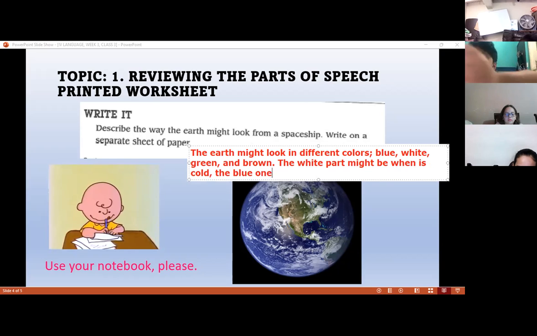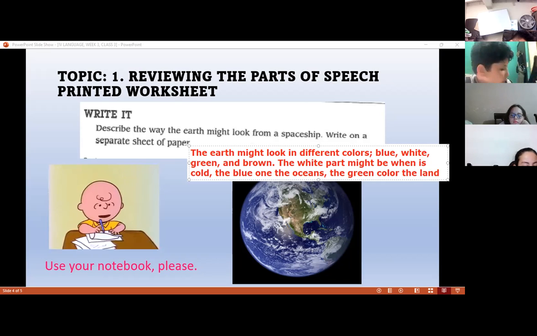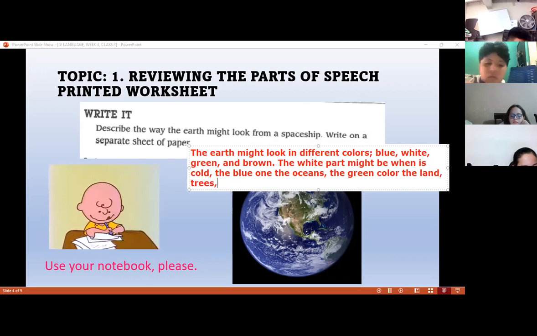The color blue, the ocean. Teacher, copy the ocean. Green is the grass. The green one, what does it represent? The color green. The land, the grass, the trees, the plants. Okay, and the color brown.